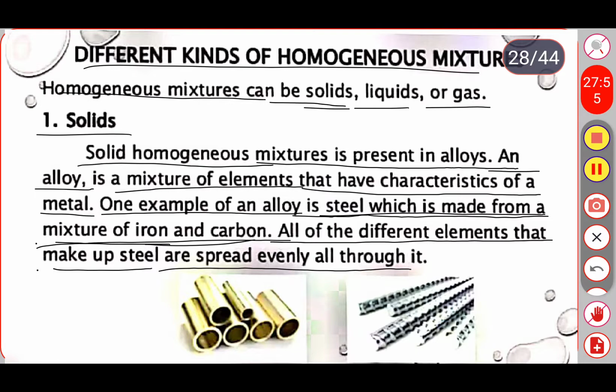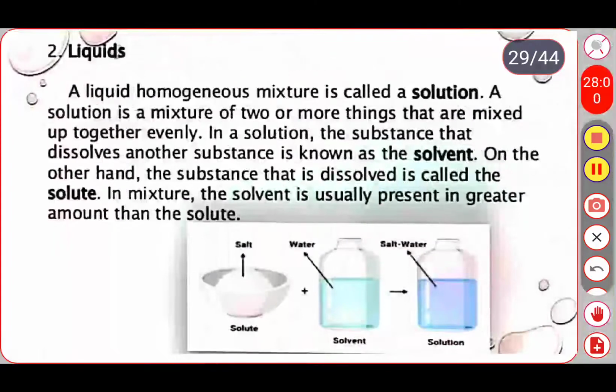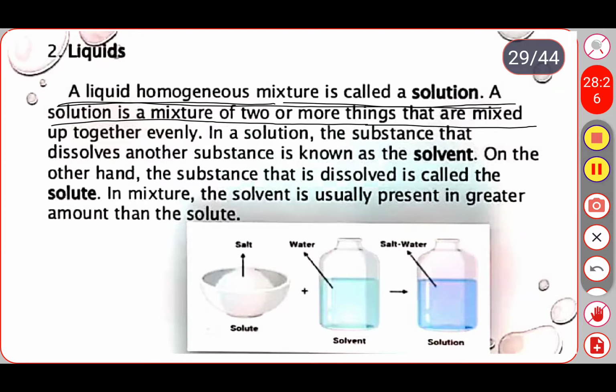Let's see the next one, the liquid homogeneous mixture. A liquid homogeneous mixture is called a solution. A solution is a mixture of two or more things that are mixed together evenly. In a solution, the substance that dissolves another substance is known as a solvent.